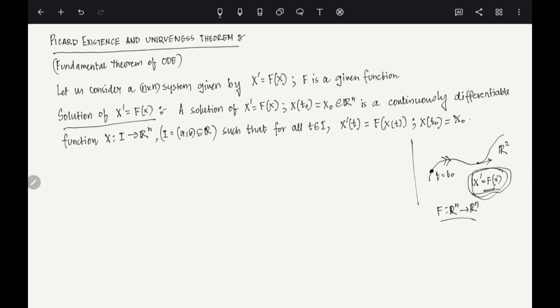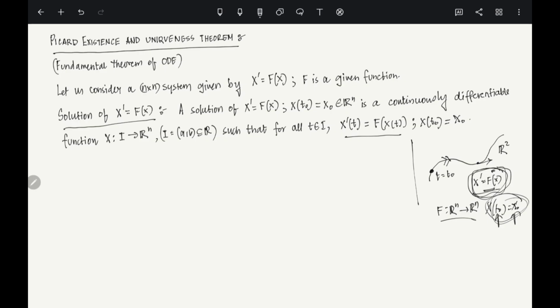Okay, so this is the rule according to which the particle moves, and the condition x at the point t naught equals x naught tells you where to start. So basically, the question of finding a solution is this: you are looking for a particle whose position at the point t naught is, let's say, x naught, and such that at any point t in (a, b), x prime of t, the tangent vector at that point, has to match the value of the vector field at that point.